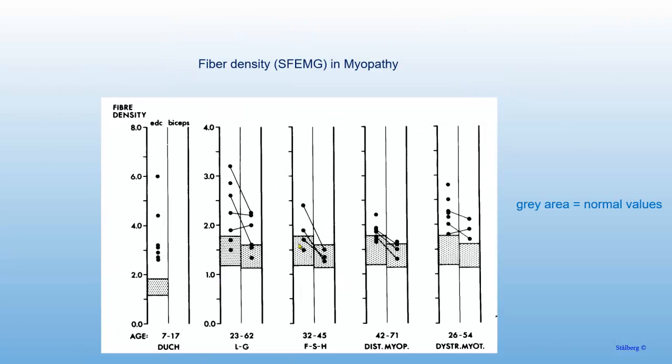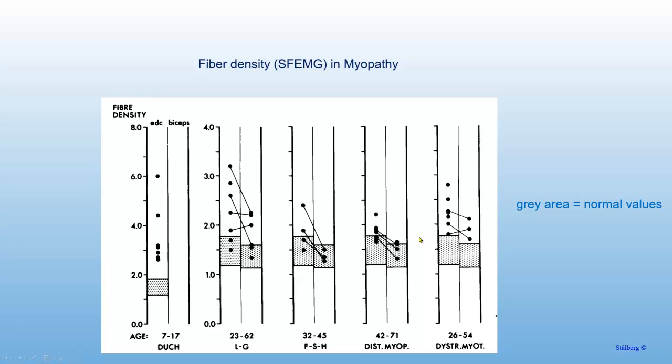And now we have looked at fiber density in myopathy, and here is the finding from a few patients. This is the normal value of fiber density in extensor digitorum and biceps, in Duchenne muscular dystrophy, limb girdle, and so on. And here you see how the fiber density is distinctly increased in the Duchenne boy, and also very much increased in unspecified limb girdle types of myopathy, and actually in all of them.